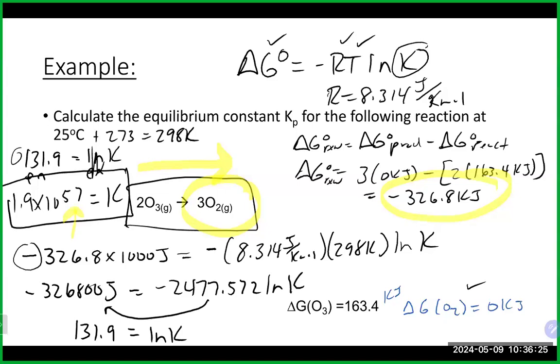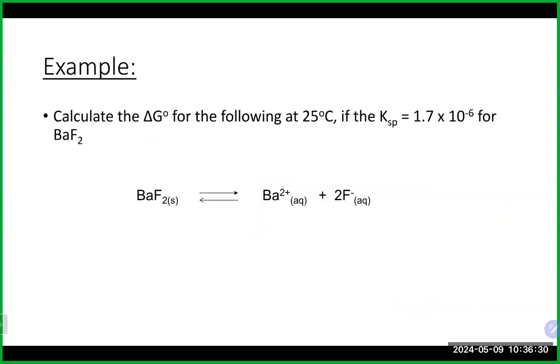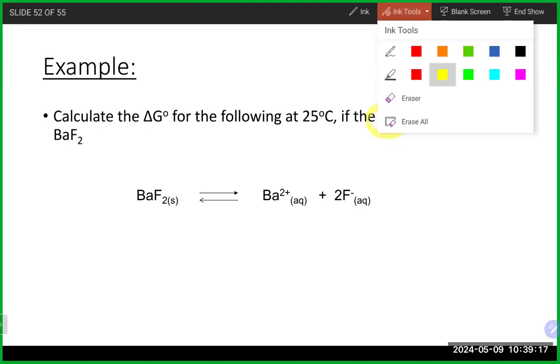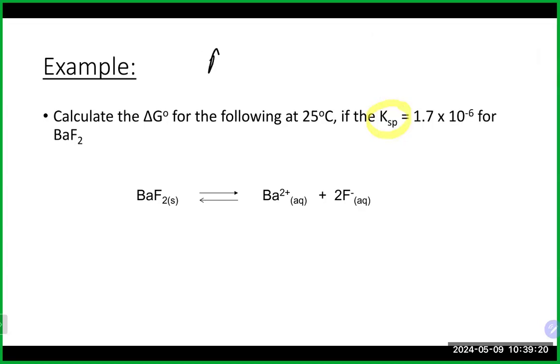Let's try a couple more here, I think. Calculate the delta G naught for the following reaction if the Ksp is 1.7 times 10 to the minus 6. So see what you come up with here. Okay, so in this case, once again, we do have the equilibrium constant given to us, so that is a big hint that we should use the same equation there.